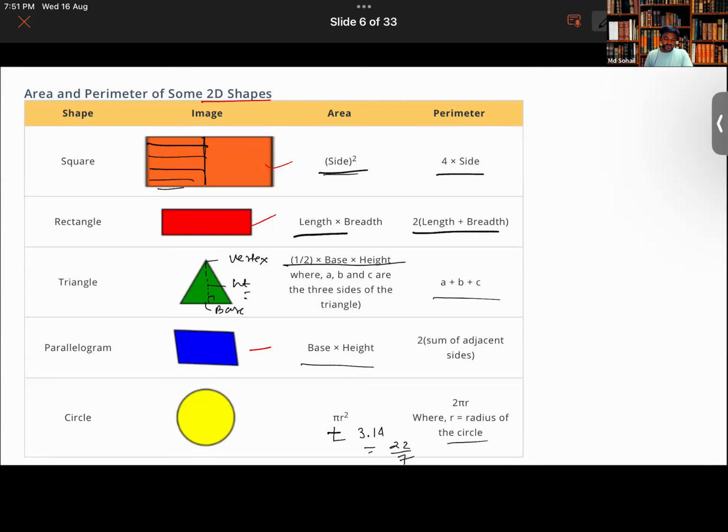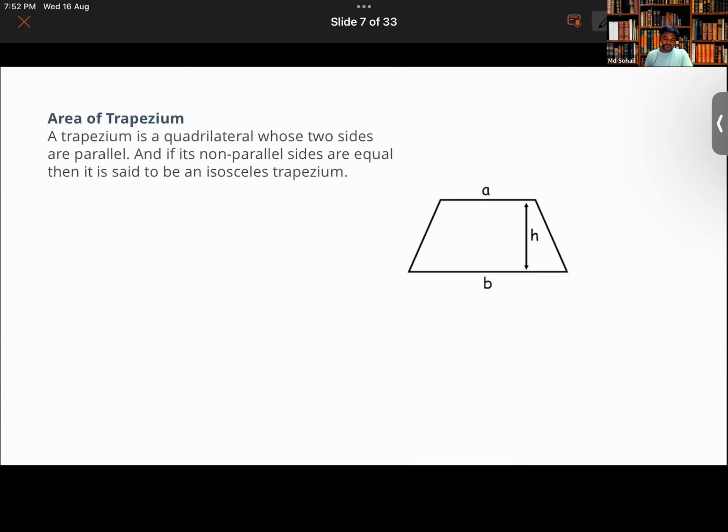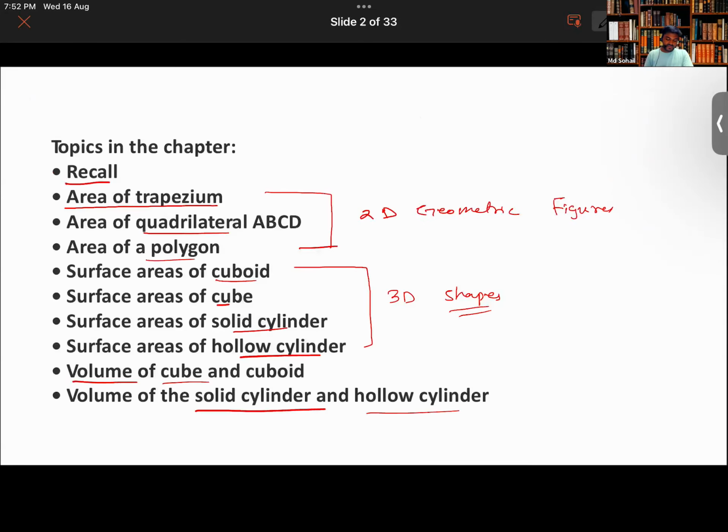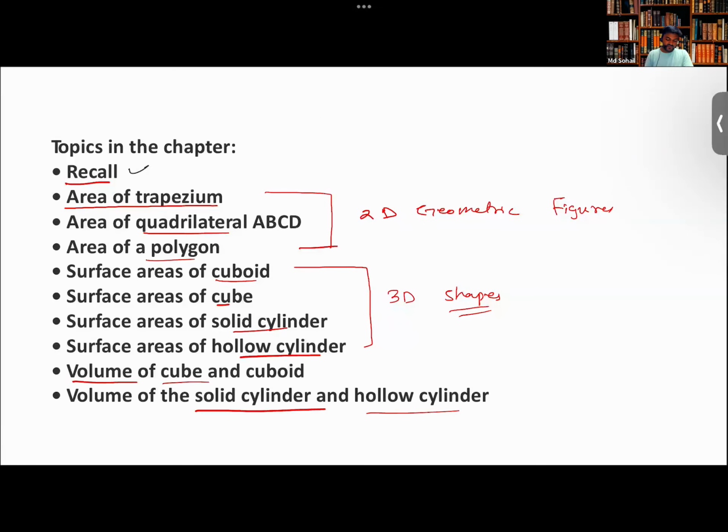So these are the common things you are already aware of. Okay, let's move on. Now we have started our discussion of the 2D shapes. So we have come to the second part of the chapter. The first thing we have discussed.